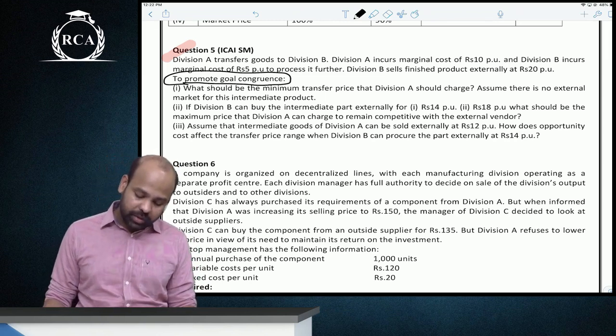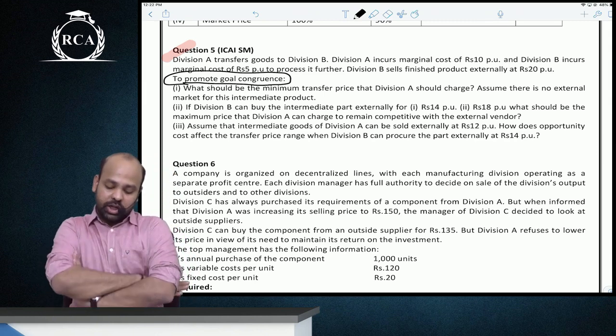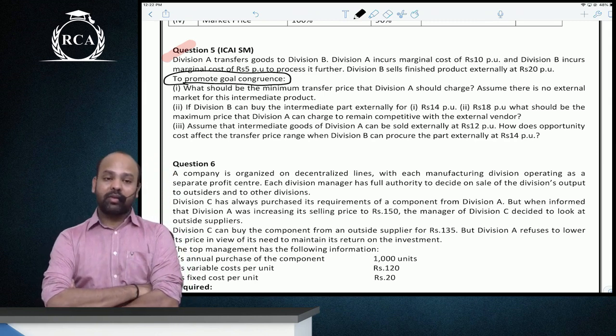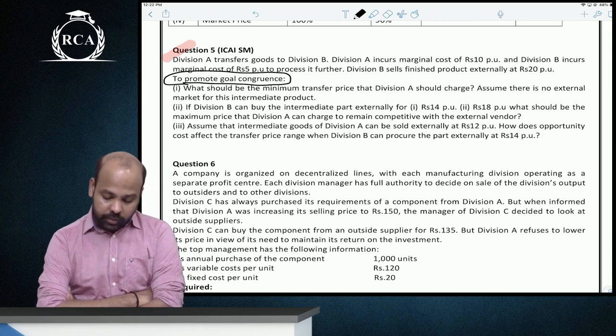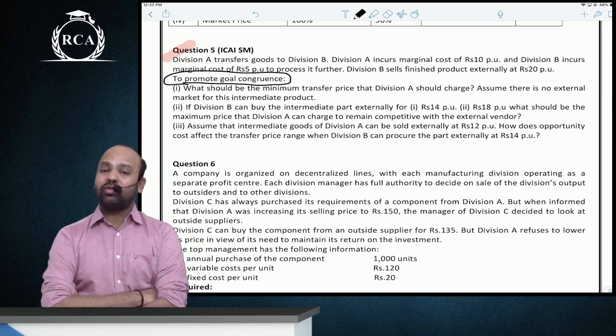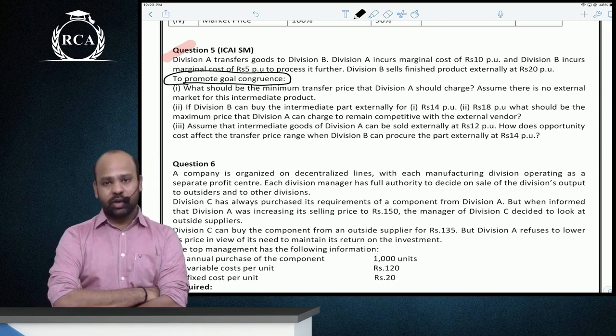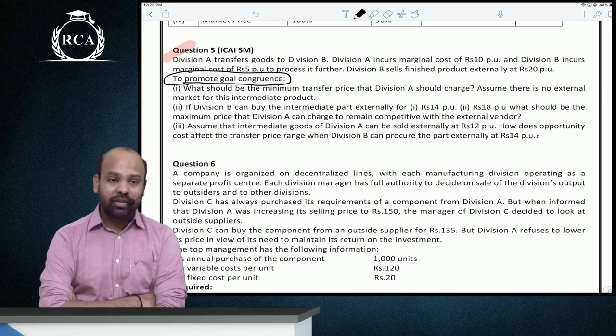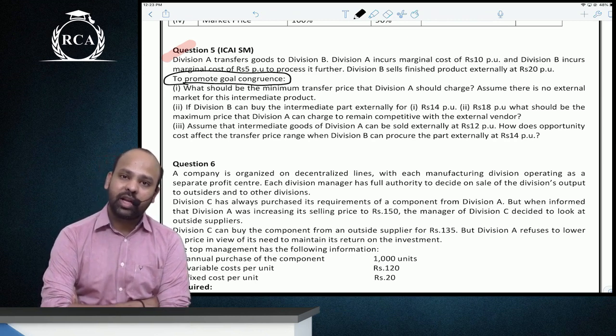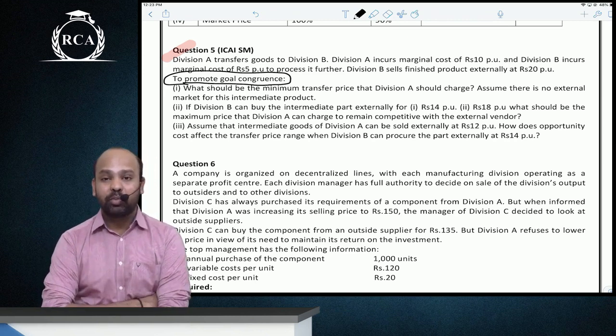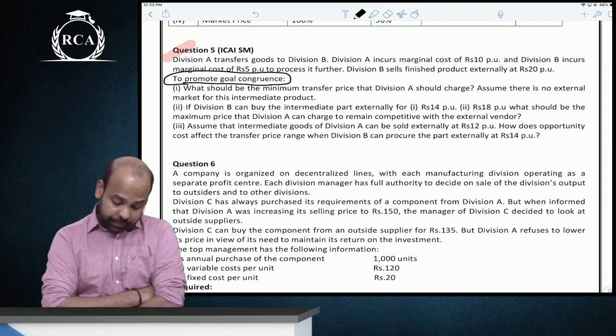Yes. What should be the minimum transfer price that A should charge? Assume that there is no external market for this intermediate product. Because there is no external market, there is no opportunity cost, but the minimum transfer price should be equal to the marginal cost per unit, guys. Because 10 rupees is the only incremental cost that division A would incur, and hence that 10 rupees would become relevant for decision making.